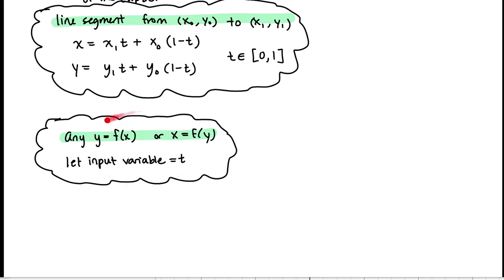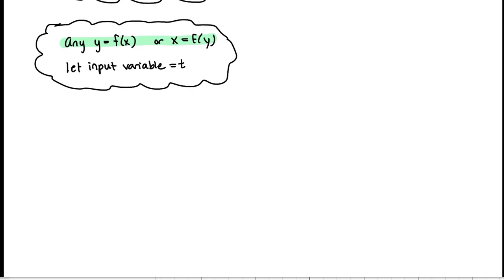Okay, and then for any other function that is a function of an input variable, so you'll frequently see y equals f of x or x equals f of y, if you let your input variable be equal to t, these are actually the easiest of all to parameterize. So we'll do an example of each of those together right here. Let's go ahead and start off with a circle.